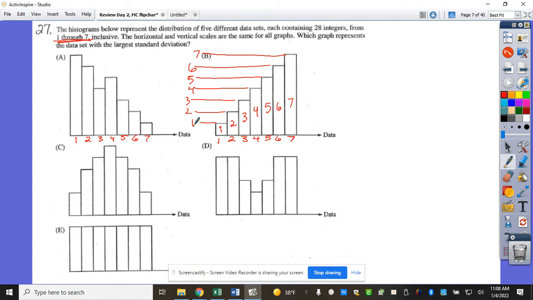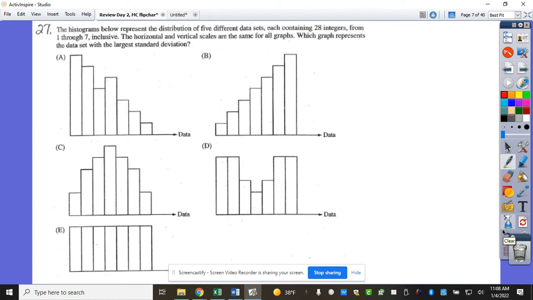So if I added up all these frequencies, there's 8, 16, 24, 28. That's what all of this part means. Like I said, you can answer this problem without using any of that, but I'm also going to show you how to answer this problem using that. So let's look at C and D.